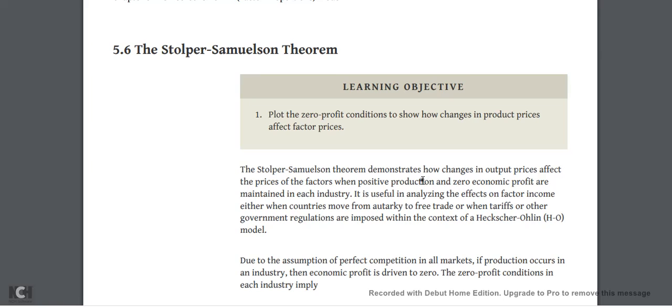Because of the perfect competition which exists in the market, all those industries which are producing the same commodity will try to maintain zero economic profit in order to stay in the market. So with this assumption, let us try to understand the Stolper-Samuelson theorem. Okay.